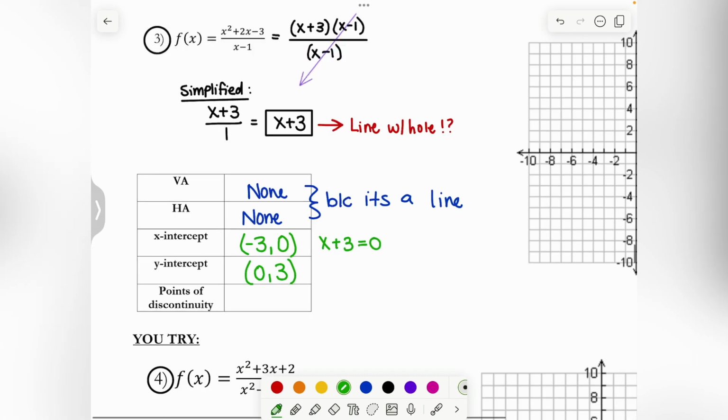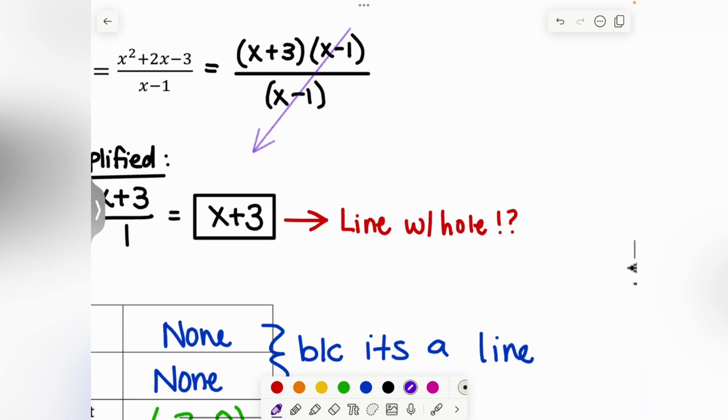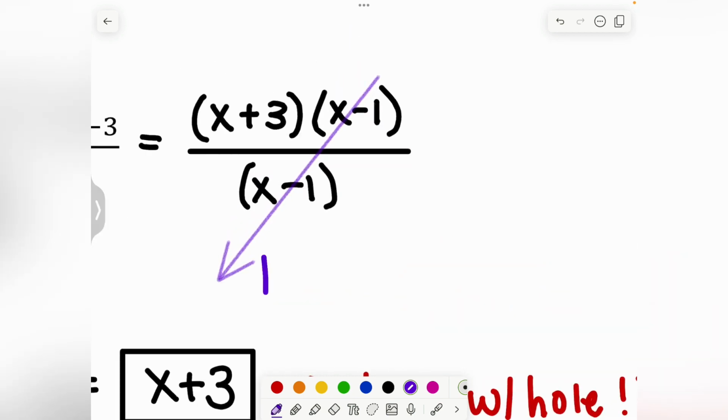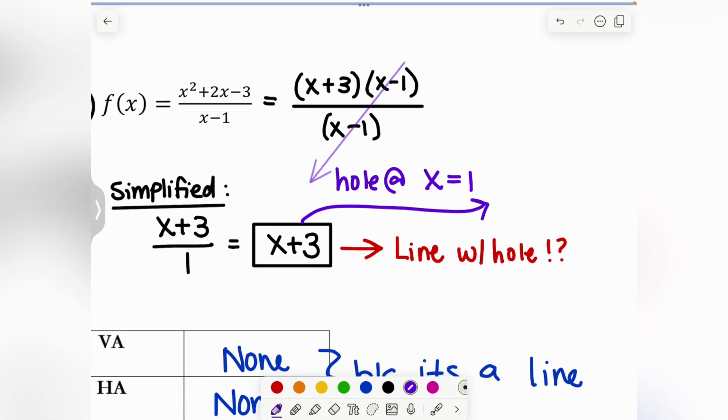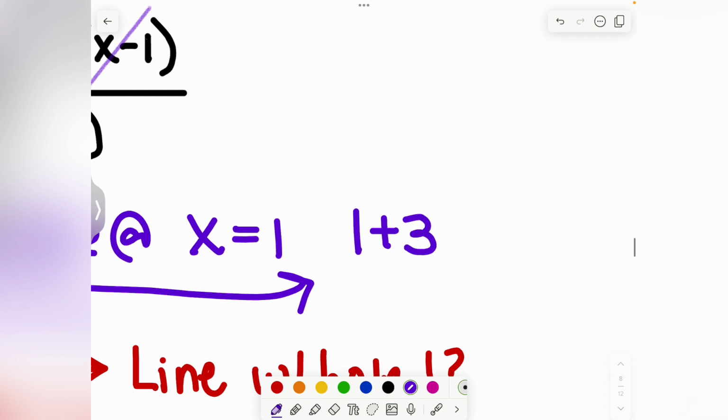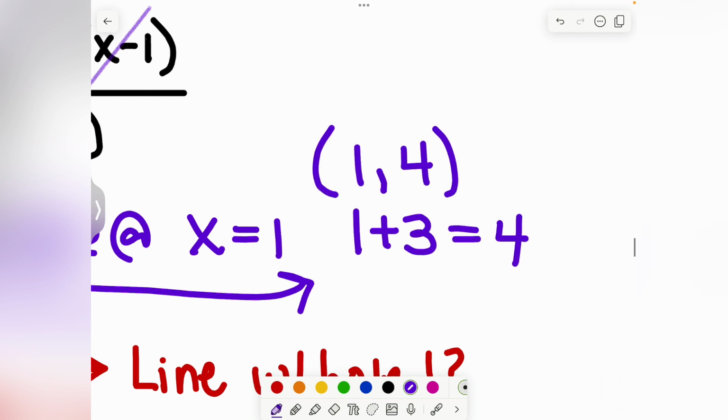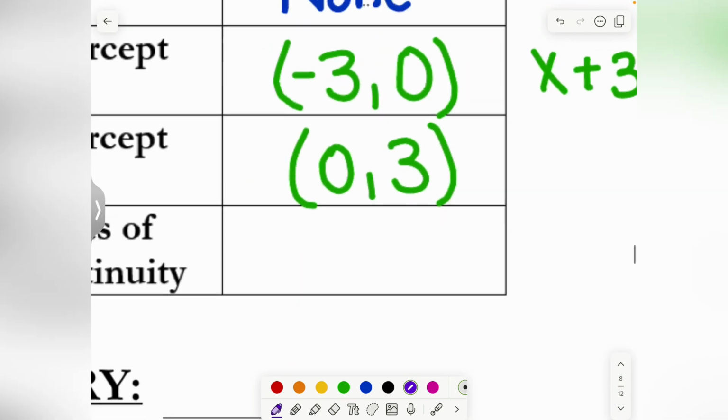And we'll come back to the point of discontinuity. Actually, let's do it now. The hole is going to be at x equals 1. So then I just plug into the simplified. 1 plus 3 is 4. So the point of discontinuity is at 1 comma 4. All right.